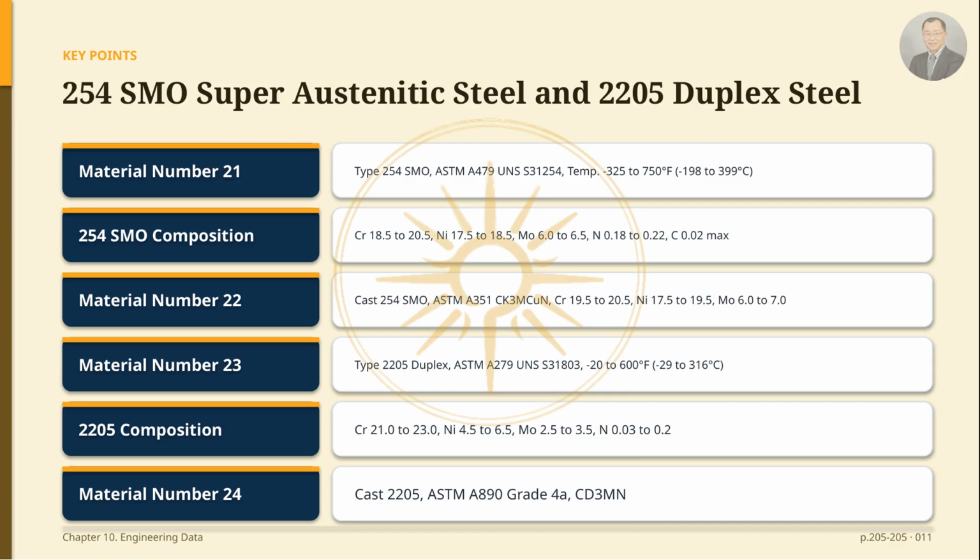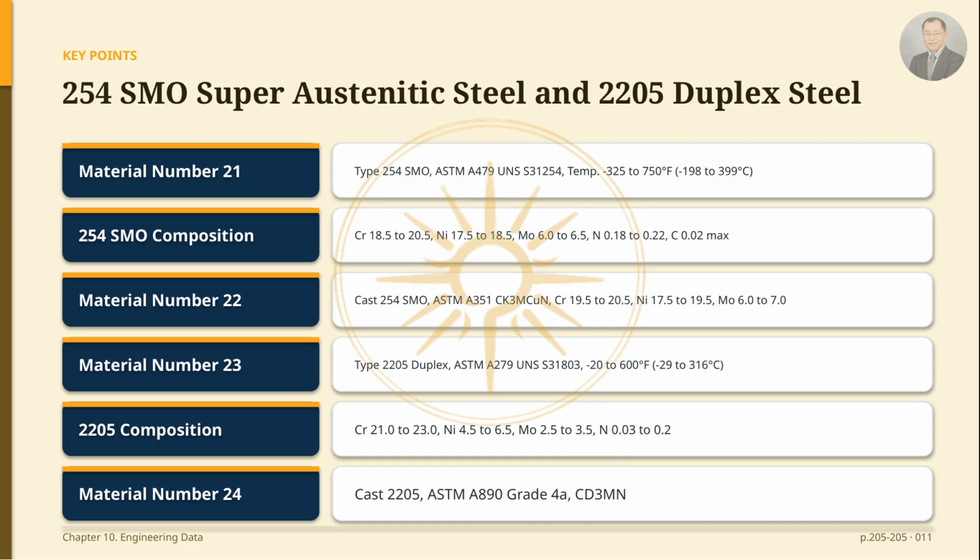Carbon is 0.02% max. Material number 22 is its cast form, ASTM A351 CK3MCuN, with 19.5 to 20.5% chromium, 17.5 to 19.5% nickel, and 6.0 to 7.0% molybdenum.